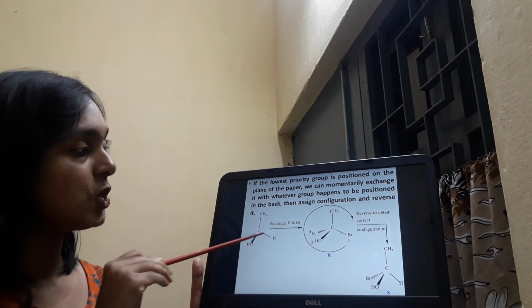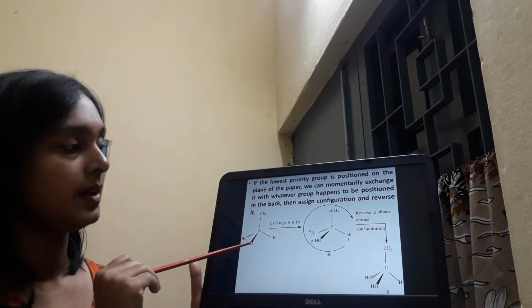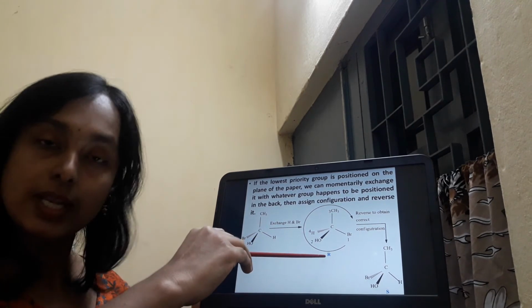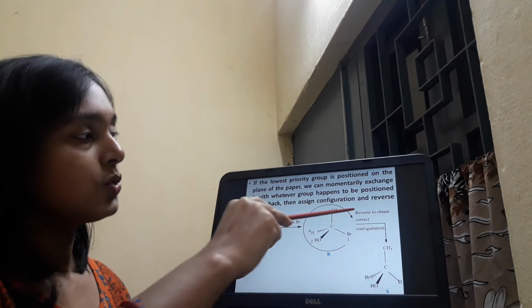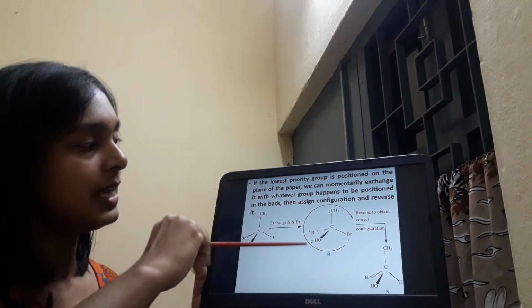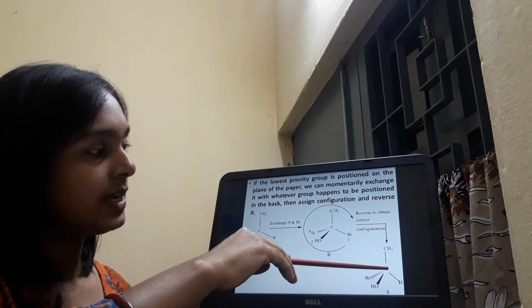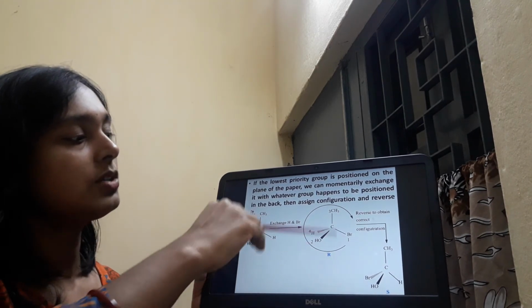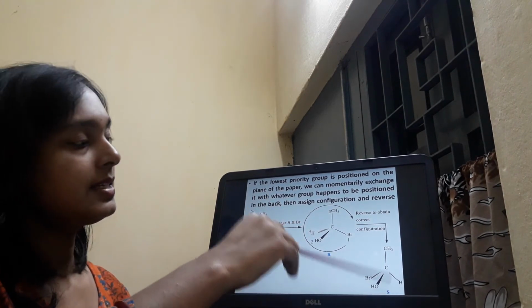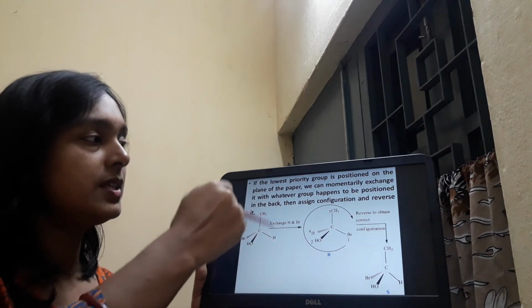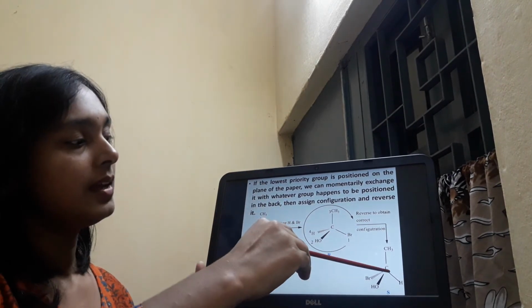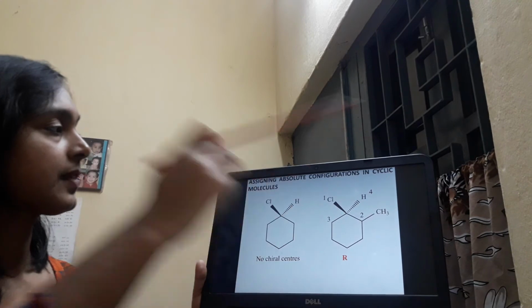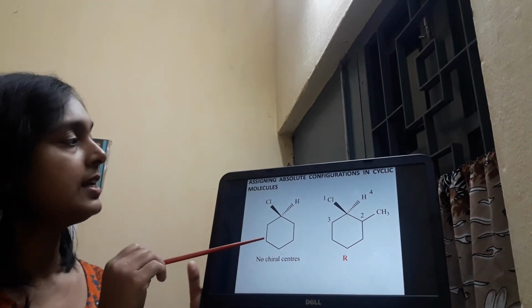But after exchanging the hydrogen and bromine, it will be R, but actually it will be S. So reverse it to obtain the correct configuration. Here it is CH3. We will rotate that to make it before the configuration. It will be as it is. It was R, and after reversing it, it will be S. Right? Assign absolute configuration in cyclic molecules.